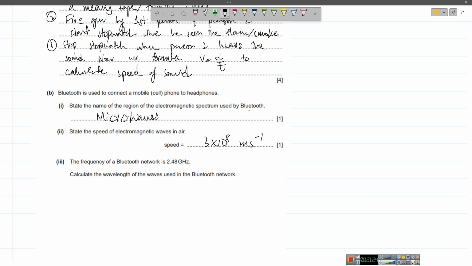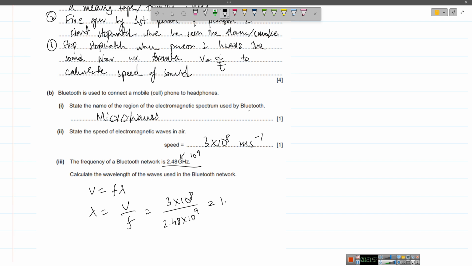second, right? The frequency of the Bluetooth network is 2.48 gigahertz. Calculate the wavelength. So V is equal to F lambda, right? Lambda is equal to V by F. So they have the frequency, right? 3 into 10 per 8. Now remember, this is giga. Giga is 10 to power 9, right? So that is going to be 2.48 into 10 per 9, right? So that would be somewhat in this, right? So 3 divided by 2.48, that is 1.29.